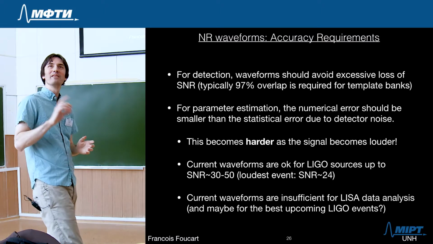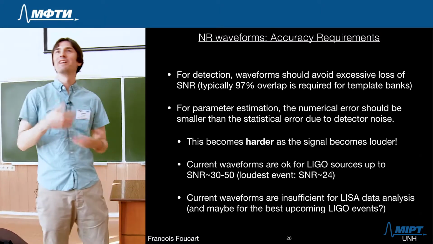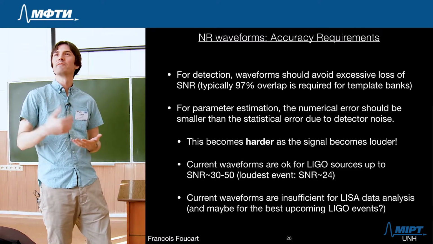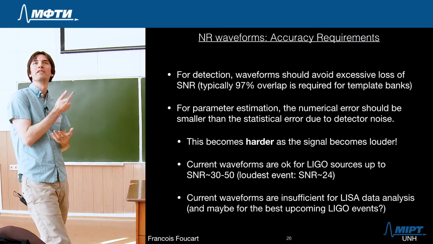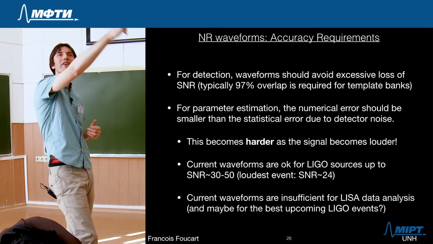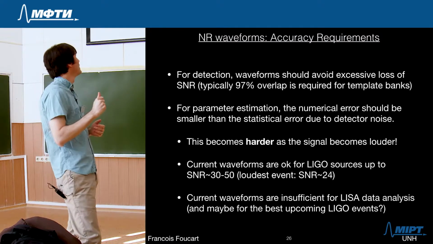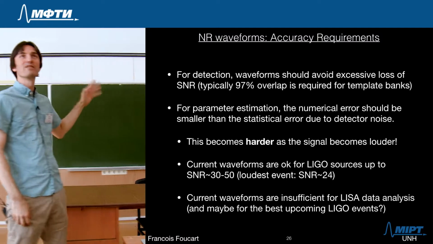And then we start to reach a regime in which maybe we need simulations and models that are a little bit more accurate. So there's still work to do. And because the signal to noise of binaries in LISA is much higher than in LIGO, for LISA you need much more accurate waveforms. And that's a significant issue.